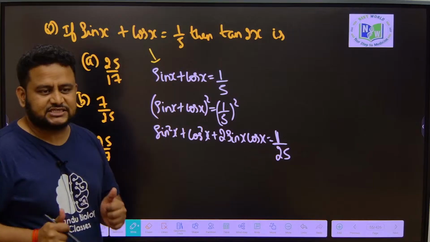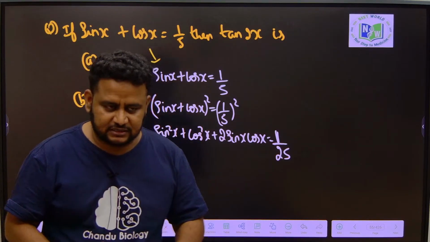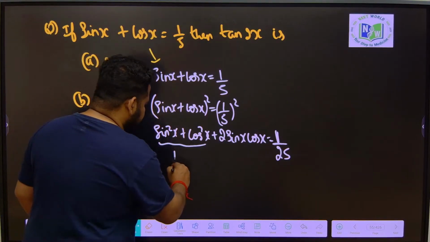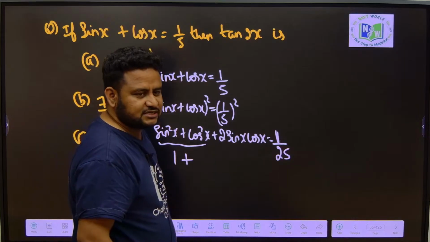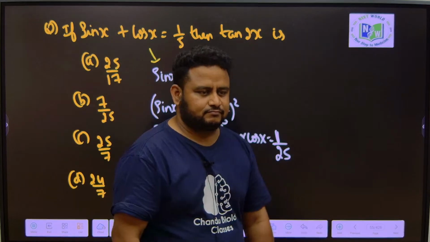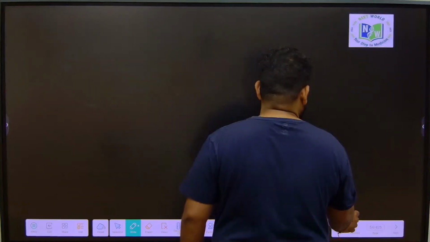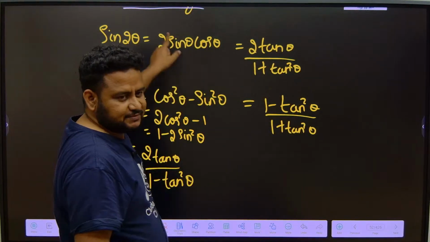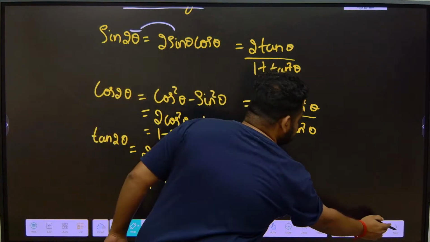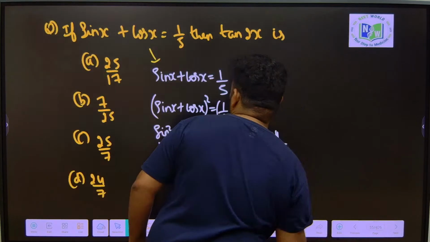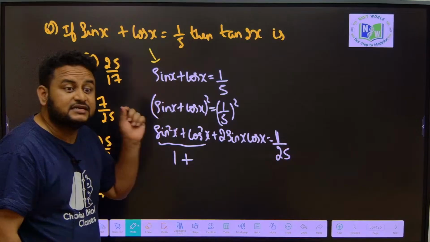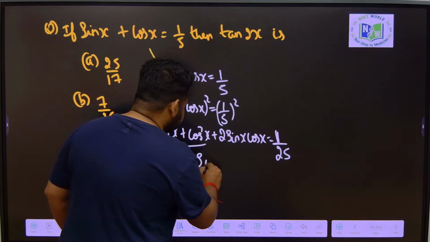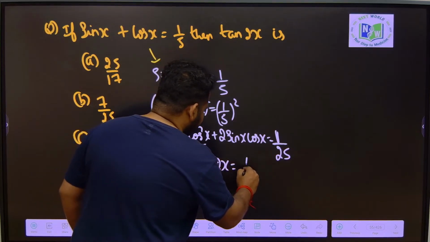So, what is our first identity? First identity is sin square theta plus cos square theta is equal to 1. Similarly, sin square x plus cos square x is also equal to 1. So, this will become 1 plus 2 sin x cos x. Just now we learnt, 2 sin theta cos theta is nothing but sin 2 theta. Same thing we got here. 2 sin x cos x is nothing but sin 2x, instead of theta they have given x. So, this will become 1 plus sin 2x is equal to 1 by 25.